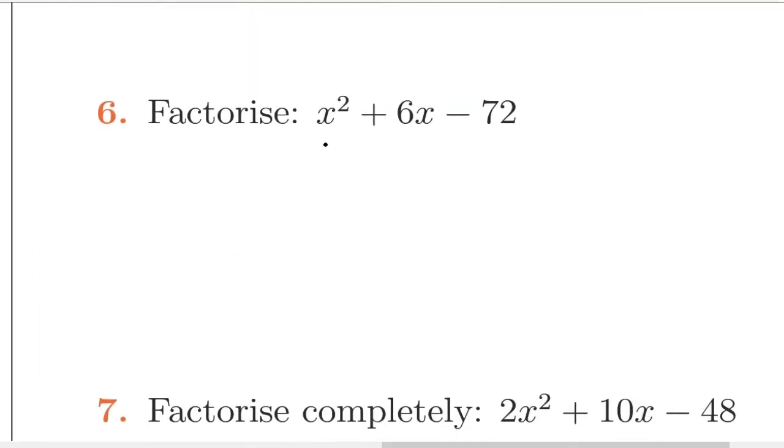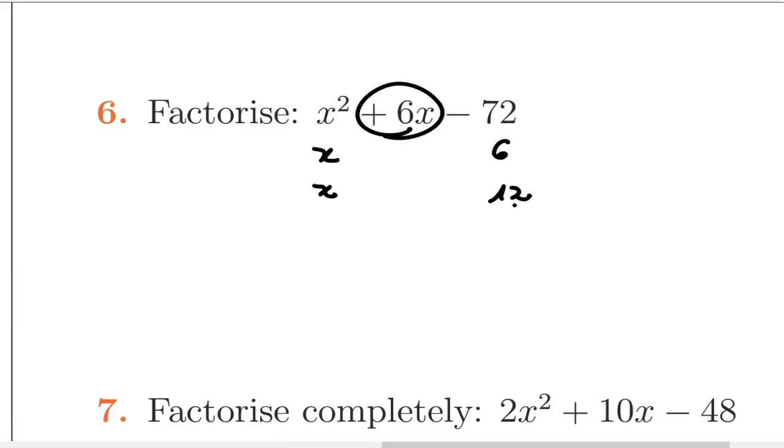For our question 6, let's separate this into x and x parts. If we say 8 times 9, their difference and sum, 17, it has nothing to do with this. To get 6, if we say 6 times 12, I think their difference is 6. Let's say 6 and 12.